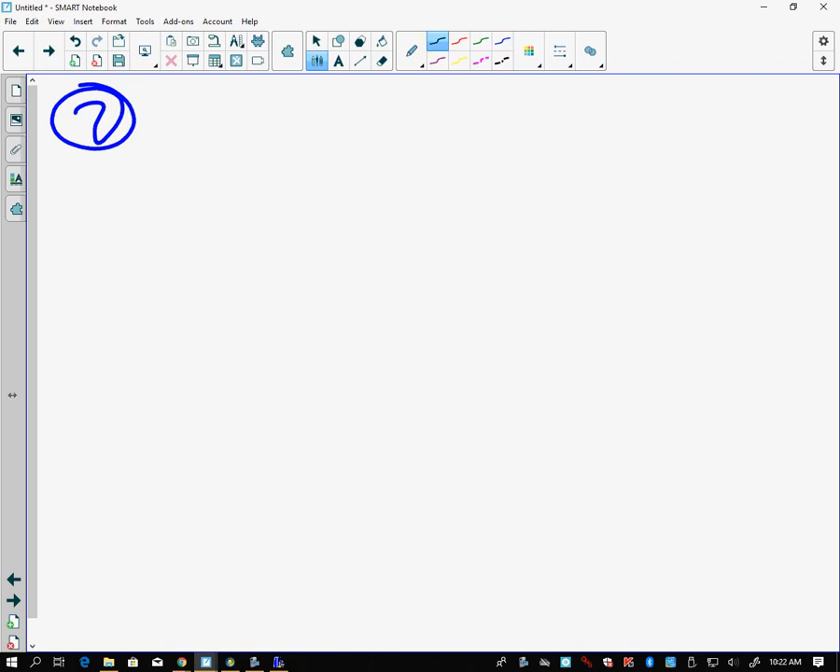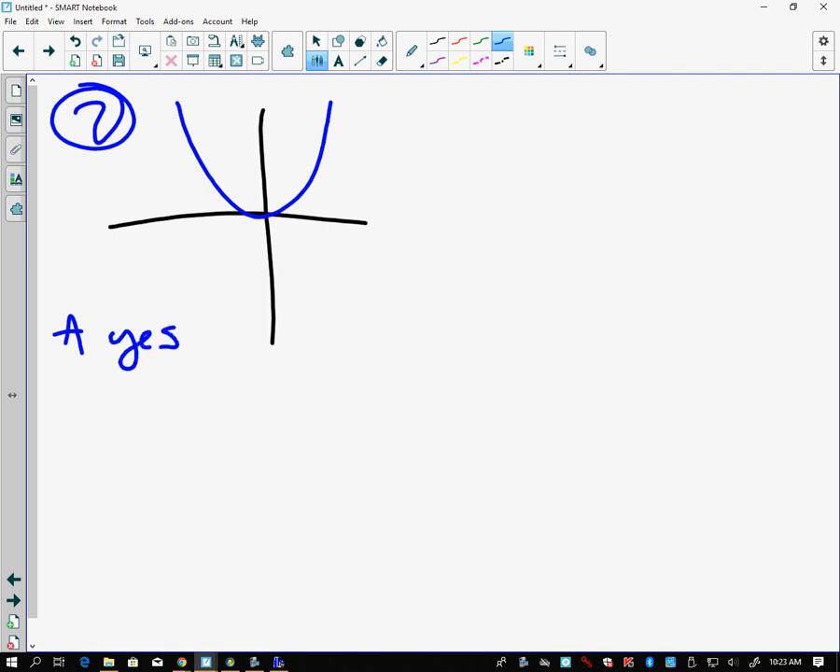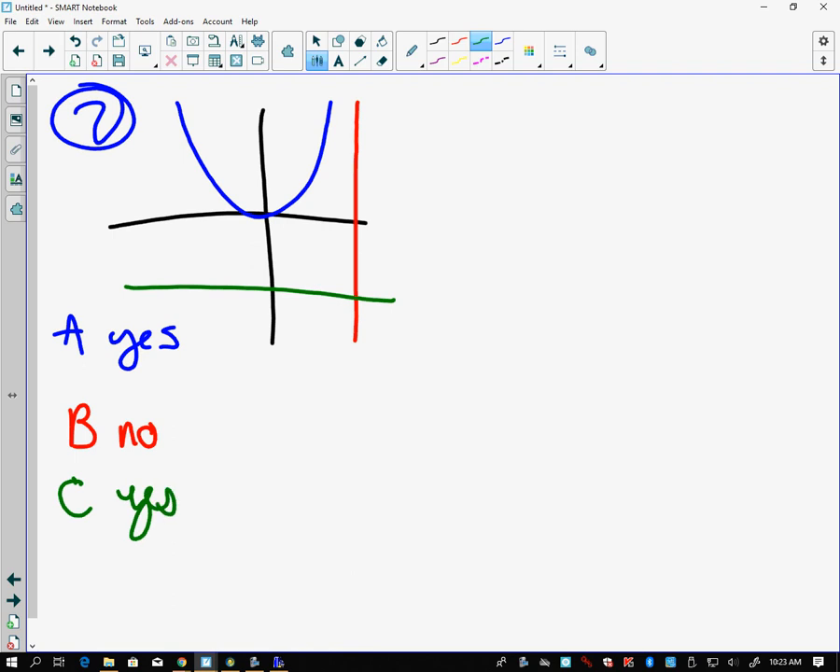So let's say I'm just going to draw them all on the same. Let's say A. Let's see, is this a function? All right, so we'd say yes for that. Let's say B, is B a function? No, why not? Because it is a vertical line. A vertical line cannot pass the vertical line test. Okay? What about this? Does that pass the vertical line test? Yes.